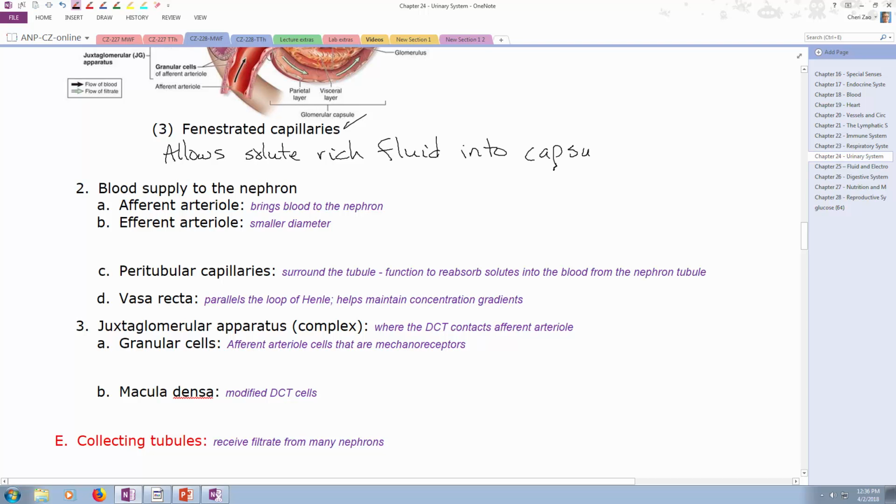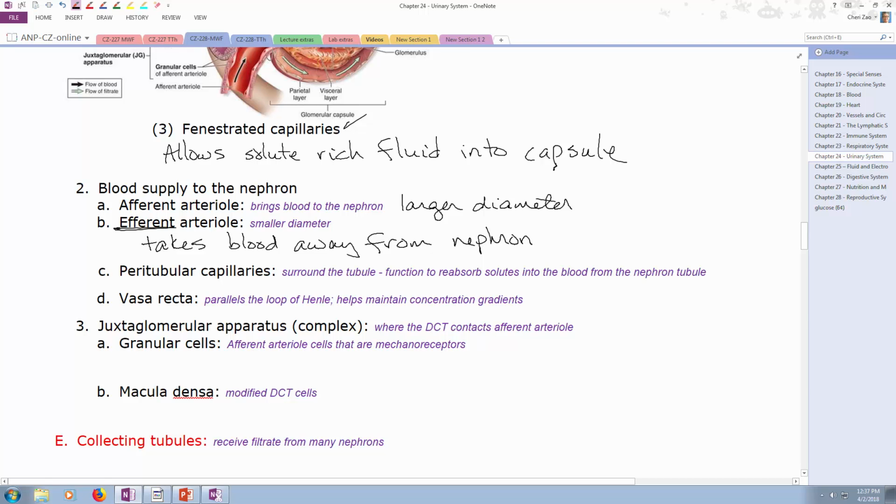And I'm going to say capsule, because that still is the beginning of this tubular system. It's a collecting area. Blood supply to the nephron. Afferent arteriole brings blood to the nephron, larger diameter. Efferent arteriole, smaller diameter, and then, because the word efferent takes blood away from our nephron. But it's still arterial blood.